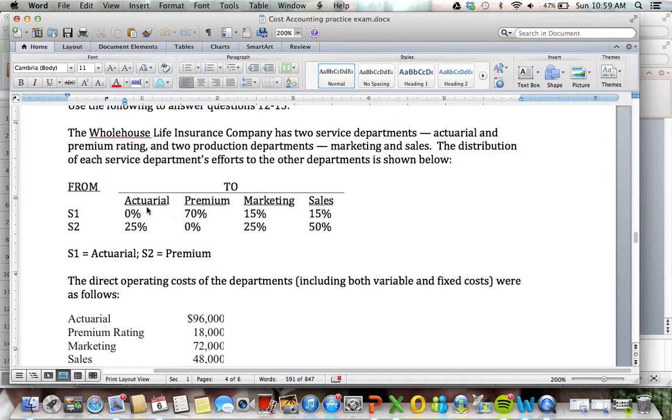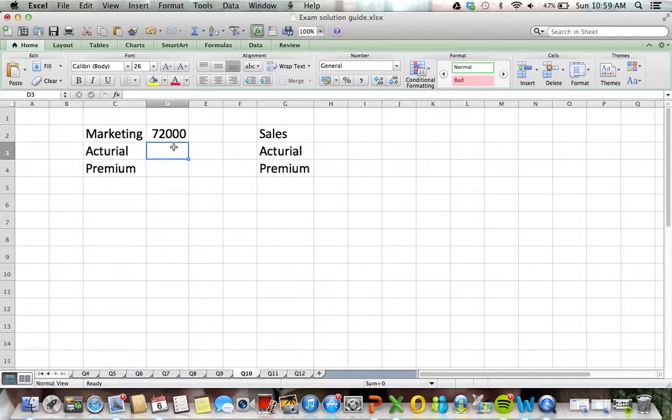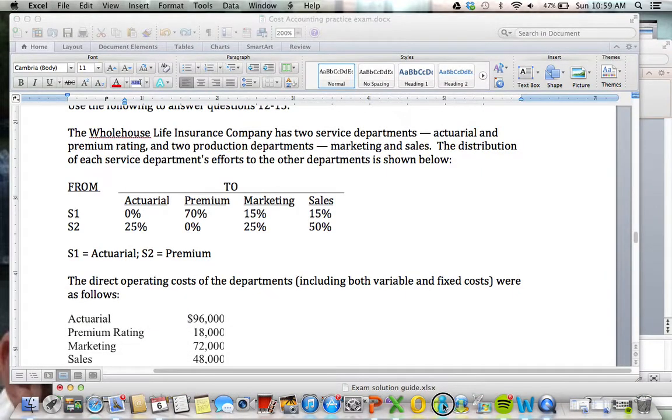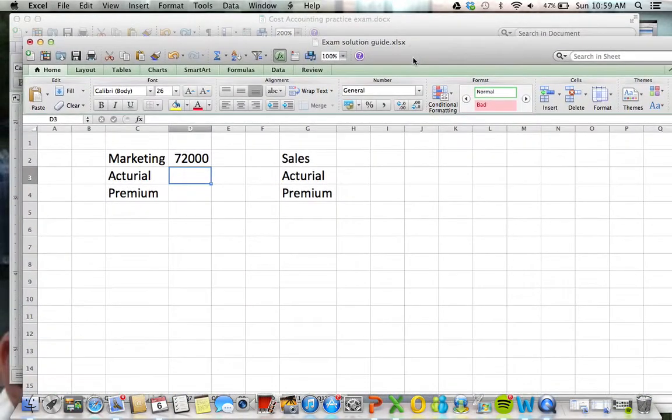So from S1 it looks like the marketing department and the sales department are each using 15%. In the direct method that's considered as each using an equal amount, and that's all we care about. So I'm going to look at it as if they're splitting it 50-50. So when I go back, it's 72,000, and then actuarial, which I said was 96, is going to be 96 times 0.5.